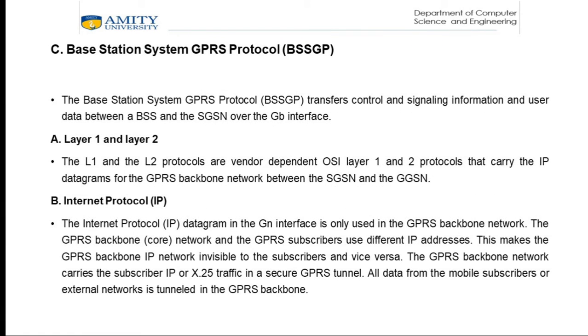The Base Station System GPRS Protocol, or the BSSGP, transfers control and signaling information and user data between a BSS and the SGSN over the Gb interface. The primary function of the BSSGP is to provide quality of service and routing information that is required to transmit user data between the BSS and the SGSN.